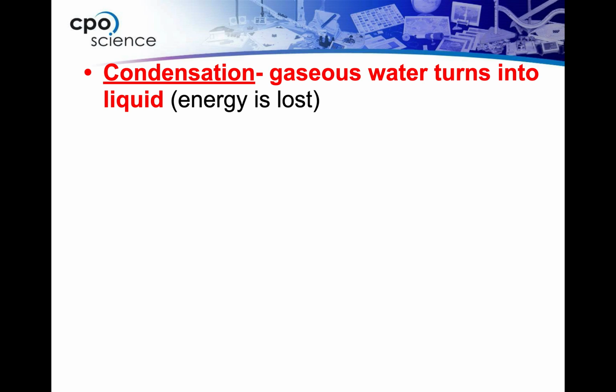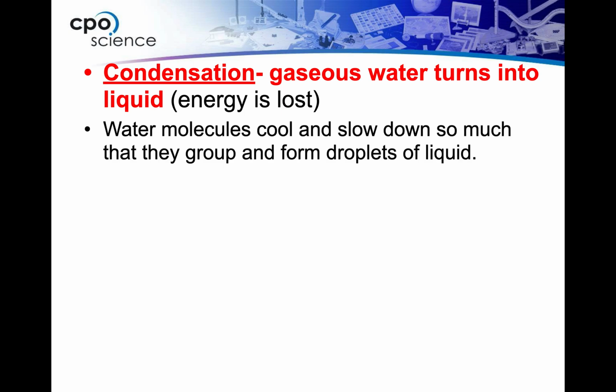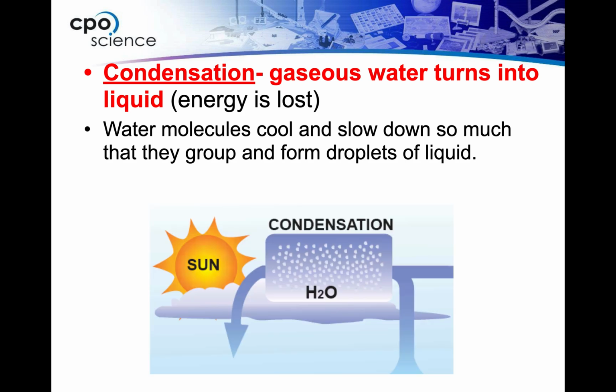We see condensation happen all the time in the summertime when you get yourself a nice cold glass of lemonade. You set it on the counter. On the outside of that cold glass of lemonade, all of those droplets start to form. Where did those water droplets come from? They came from the air. You cooled off the air just enough so that those molecules slowed down and turned back into a liquid.